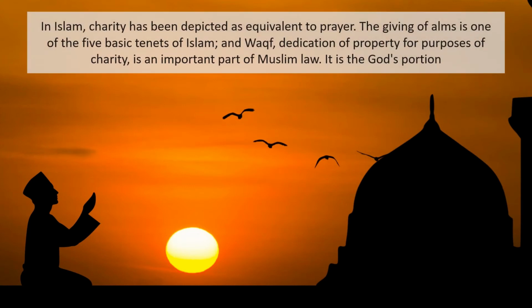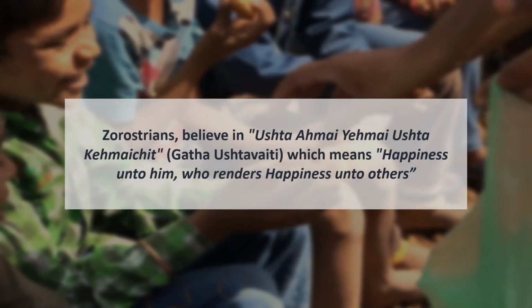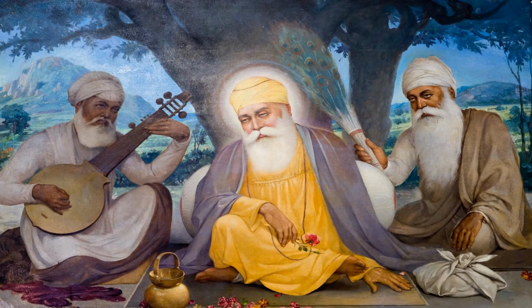In Islam, charity has been depicted as equivalent to prayer. The giving of alms is one of the five basic tenets of Islam, and waqf, the dedication of property for the purpose of charity, is an important part of Muslim law. It is the God portion. So here even the Muslims practice charity. Zoroastrians believe in Usta Ahmai Yahmai Ustacha Khemachit, that is, happiness unto him who renders happiness unto others. That is the concept of charity that the Zoroastrians follow, which is followed mostly by the Parsis. Even Sikh history is replete with innumerable examples of voluntary service to the entire humanity, irrespective of any sect or cult, for God's pleasure or divine grace.